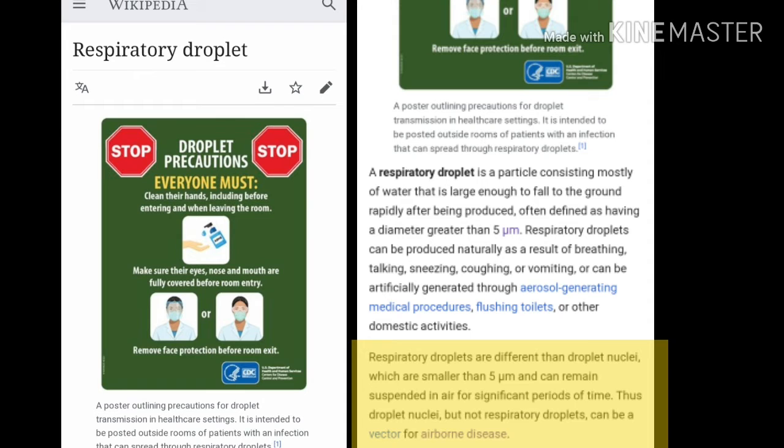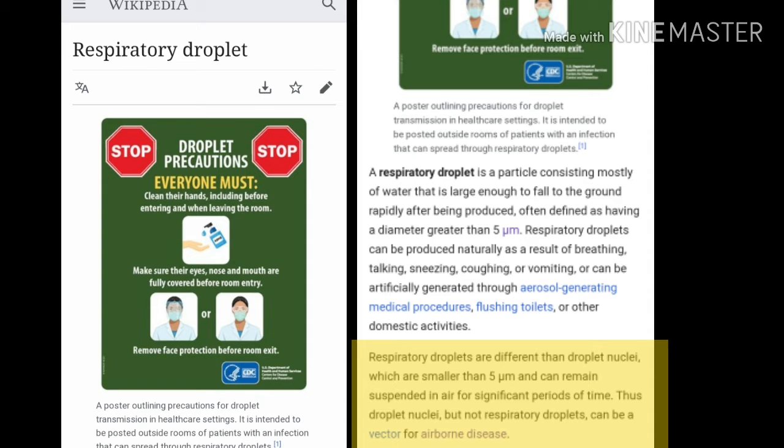Alright, so now that we know that respiratory droplets are different and that they fall to the ground immediately after they are produced, what are they? They are created naturally from breathing, talking, sneezing, coughing, or vomiting, and they can be artificially generated by aerosol or whatever. But what's important to note is respiratory droplets are different than droplet nuclei, which are smaller than 5 micrometers and can remain suspended in the air for a significant period of time. Thus, droplet nuclei, but not respiratory droplets, can be a vector for airborne disease.